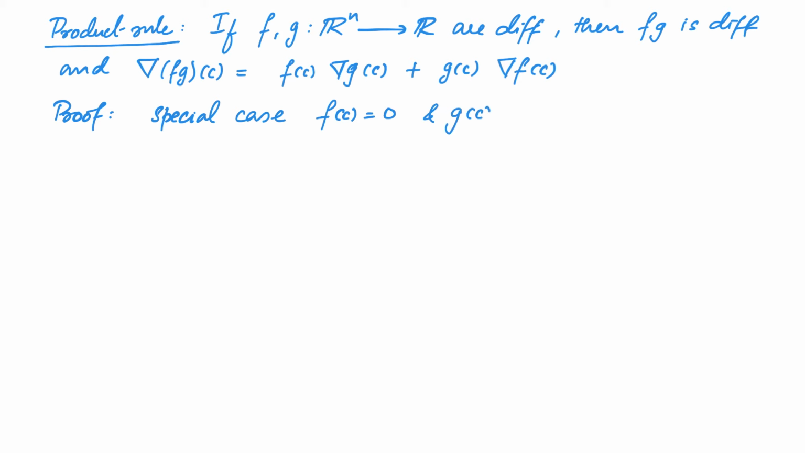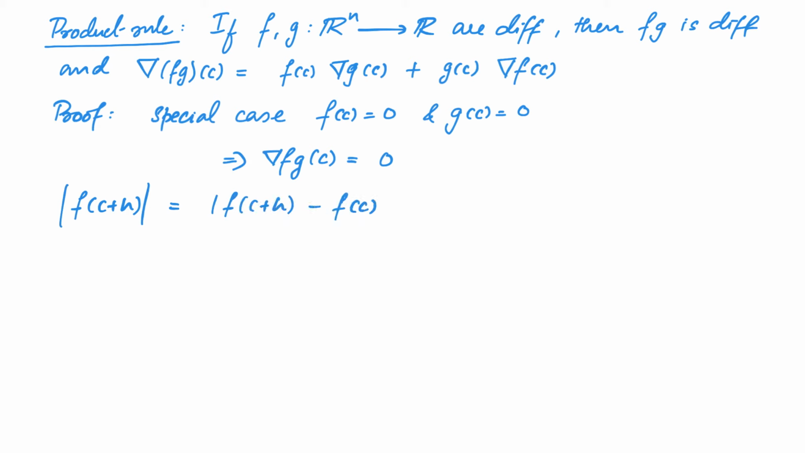Notice that when f(c) and g(c) are both equal to 0, our candidate for the gradient of fg at the point c is equal to 0. Further notice that as f(c) is equal to 0, |f(c+h)| is equal to |f(c+h) - f(c)|, and by the previous lemma, we know that this is less than or equal to λ1 times the norm of h for some constant λ1.